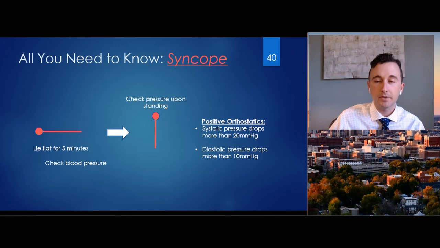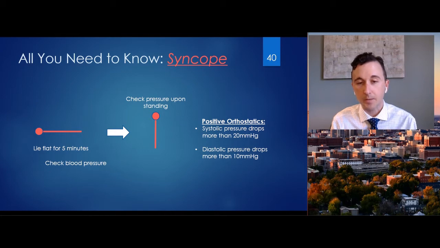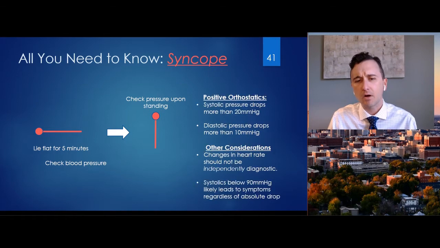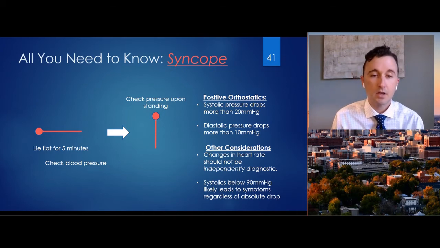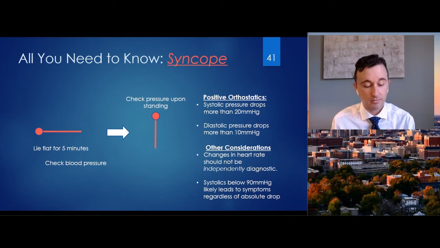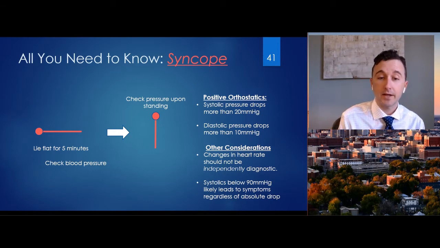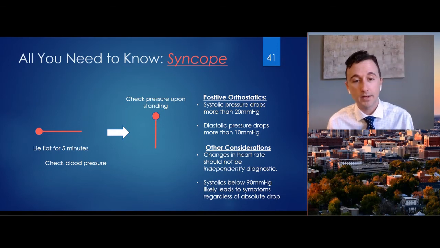Now, we're all pretty familiar with the criteria that we use to determine positive orthostatics, and that's a systolic pressure that drops more than 20 and a diastolic pressure that drops more than 10, right? What about heart rate? So the European Society of Cardiology guidelines actually don't list heart rate as one of the diagnostic criteria. And the reason for that is the heart rate response is often blunted in patients who have autonomic failure and in patients who are on certain drugs. At the same time, it can be a little bit exaggerated in our patients who are hypovolemic or anemic. So it provides some context, but don't use the heart rate independently.